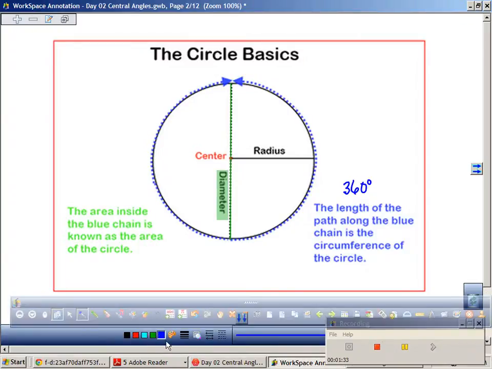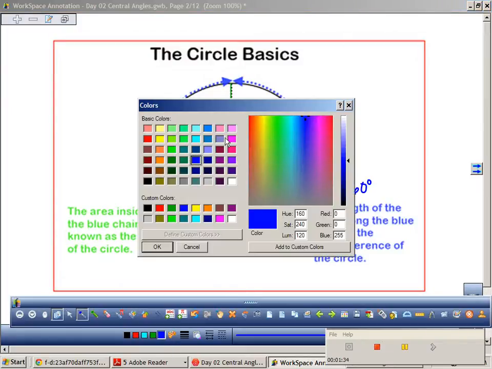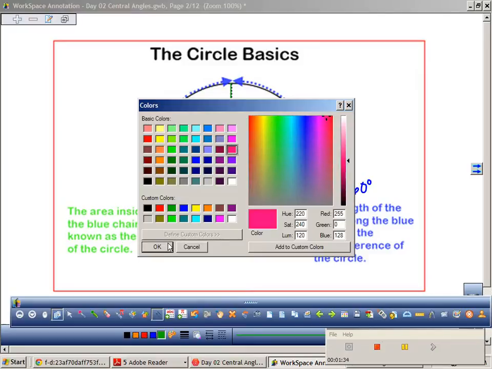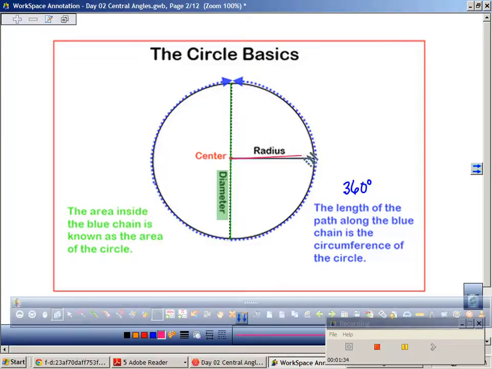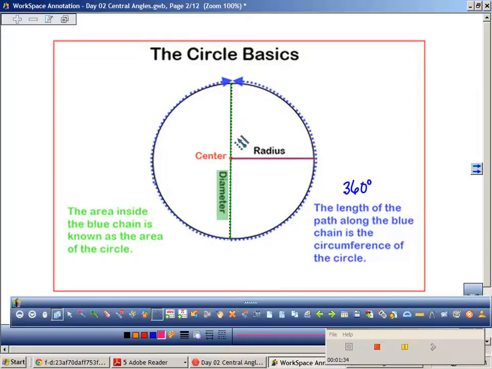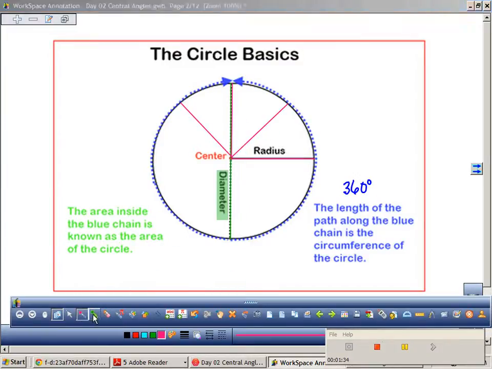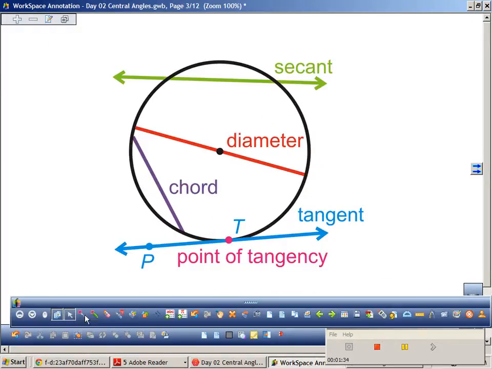And then my radius. What color do we want to make the radius? How about pink? So here's my radius. I could have several radii inside of a circle, including half that diameter. Alright, that's what I meant here. Radius here. Okay, so let's move on to some of the newer vocabulary that you learned yesterday.